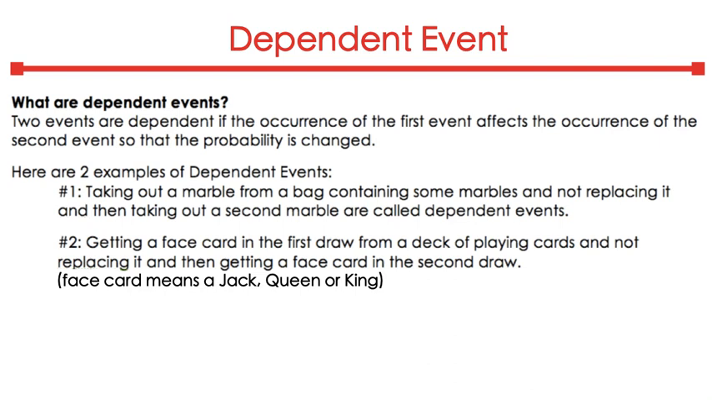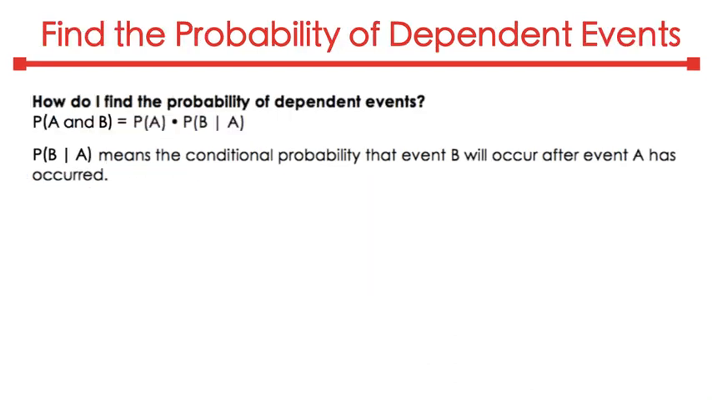Next, we're going to take a look at how do we find the probability of dependent events. So the probability of event A and B occurring, assuming that they are dependent events, is the product of the probability of event A times the probability of event B after A has occurred. Let's take a look at a real example.